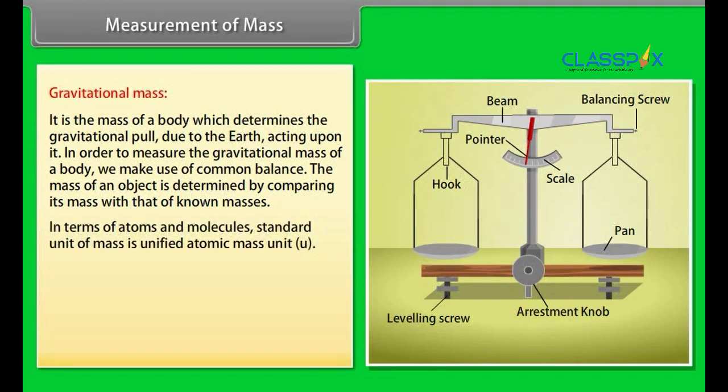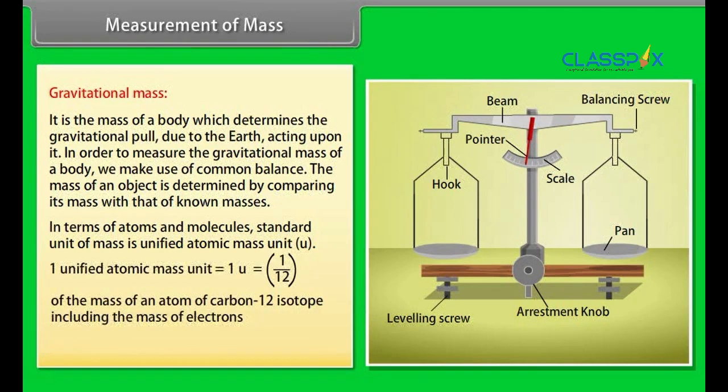In terms of atoms and molecules, the standard unit of mass is the Unified Atomic Mass Unit, that is u. 1 unified atomic mass unit, 1 u, is equal to 1/12 of the mass of an atom of carbon-12 isotope including the mass of electrons, which is equal to 1.66 × 10^-27 kg.